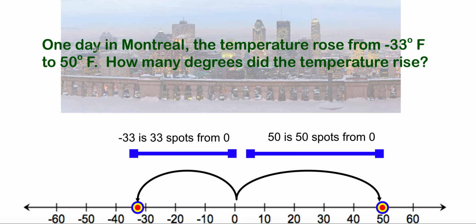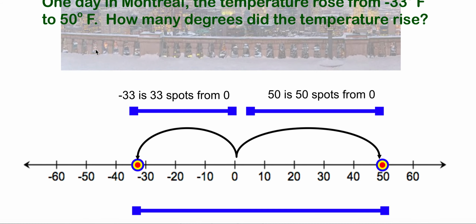Okay, absolute value expressions. One day in Montreal, the temperature rose from negative 33 degrees Fahrenheit to 50 degrees Fahrenheit. How many degrees did the temperature rise? Now, we do have here the number line. It's negative 33, and positive 50.